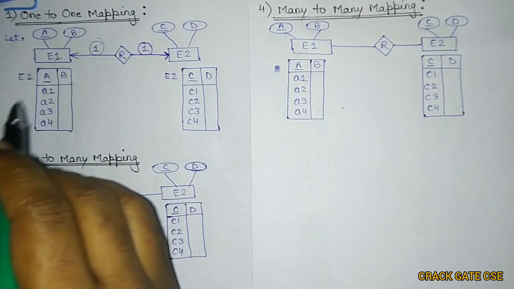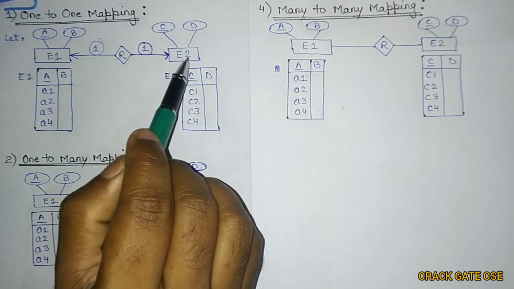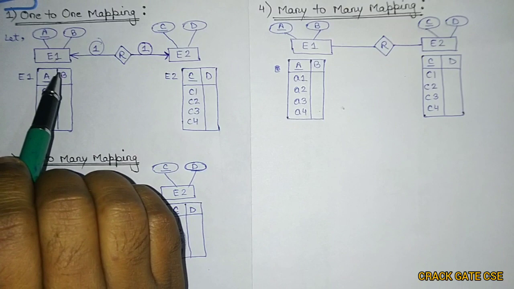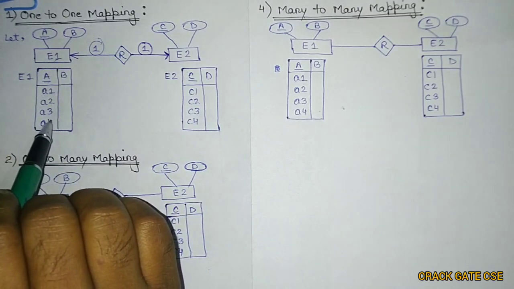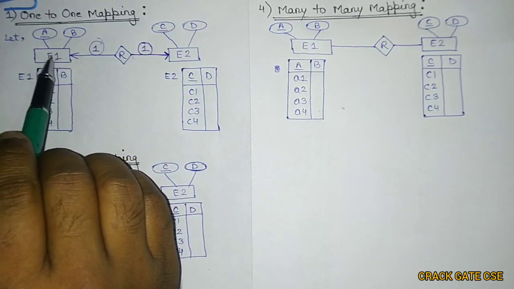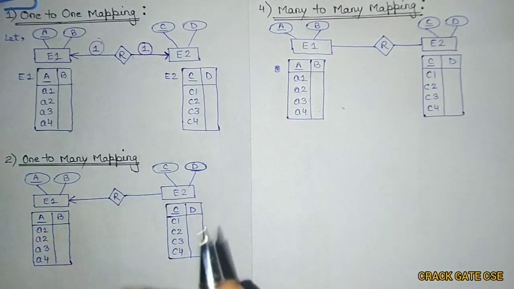So again, I am just explaining it to you once again. What is the meaning of this one? That each entity of E2 is allowed to relate with 0 or 1 entities of E1, right? And this means that each entity of E1 can relate with each entity of E2, right?